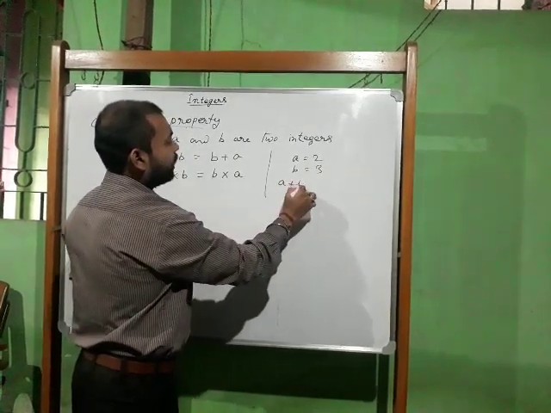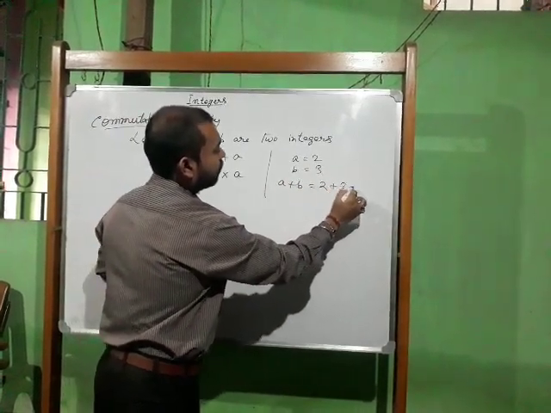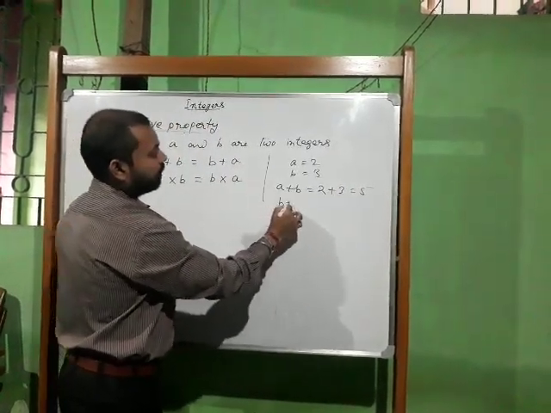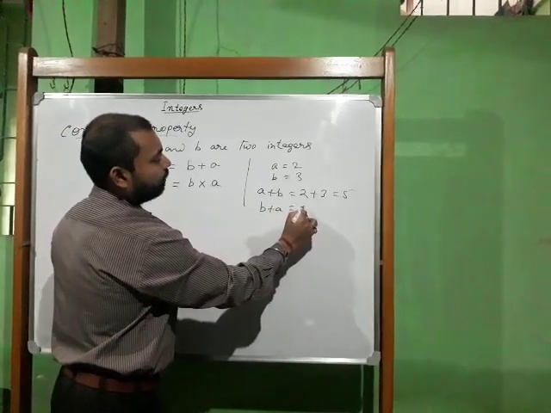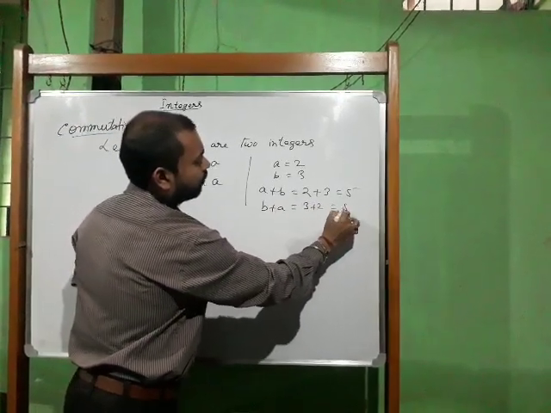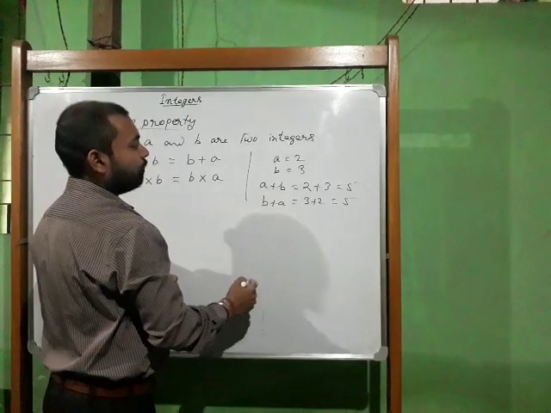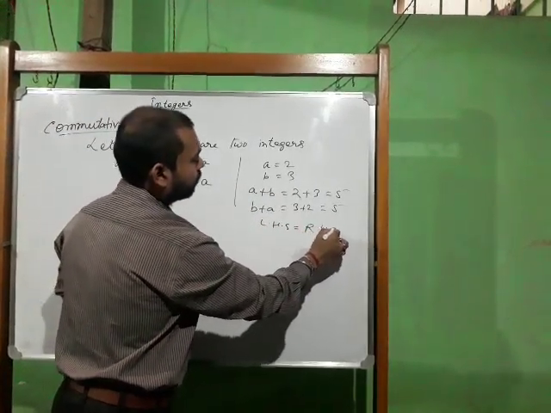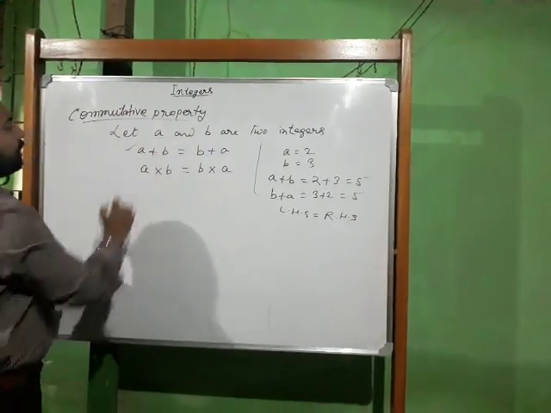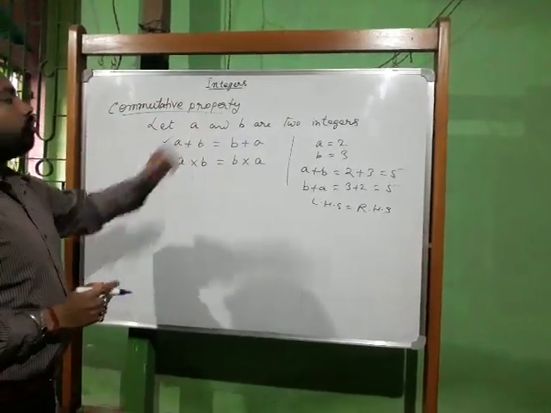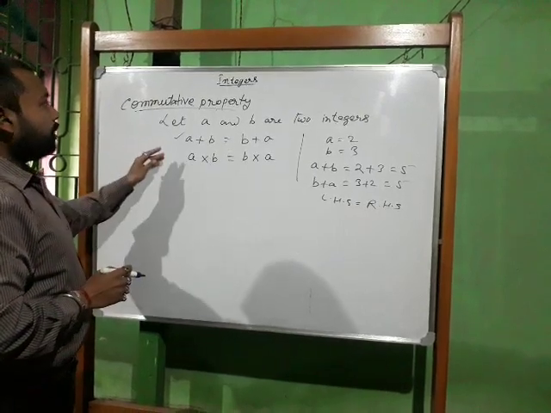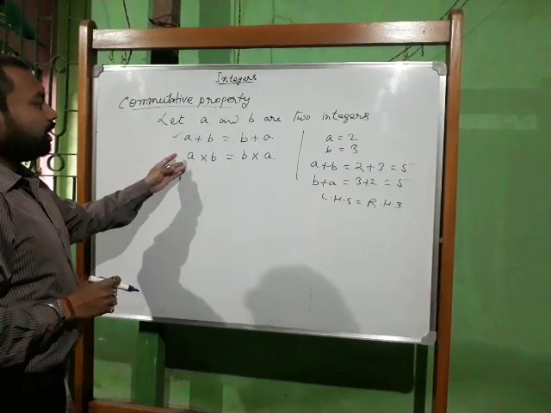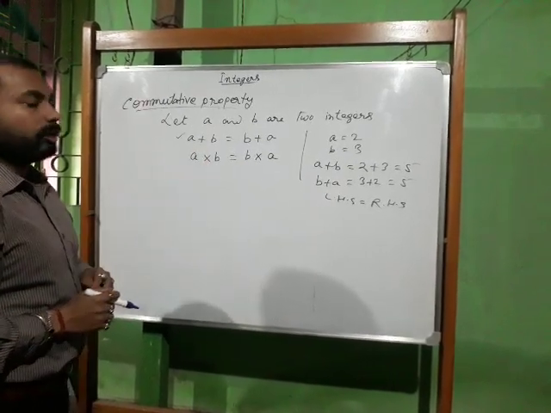So a plus b, it will be 2 plus 3, which is equal to 5. Again b plus a on the right hand side, it will be 3 plus 2. So it is also 5. That means LHS is equal to RHS. So this property exists, a plus b equal to b plus a. That means from here we can conclude that addition follows commutative property. Similar way, multiplication also follows commutative property.